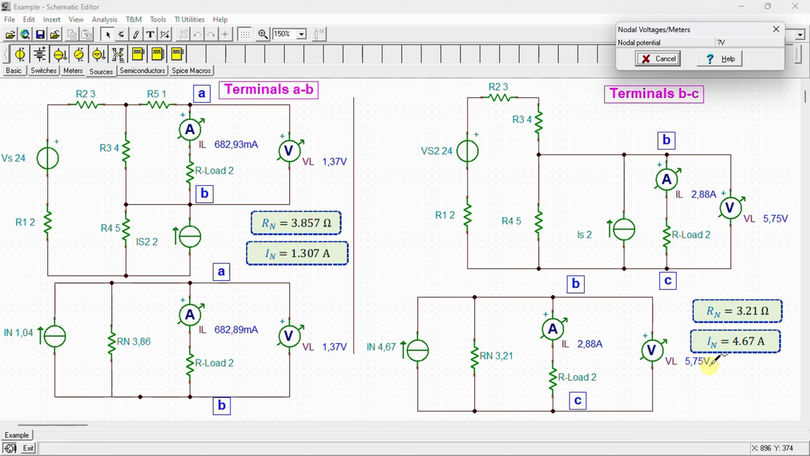Through simulation, we can observe that the two circuits demonstrate identical behavior when connecting a load between terminals A and B and B and C. This outcome confirms the validation of our calculations.